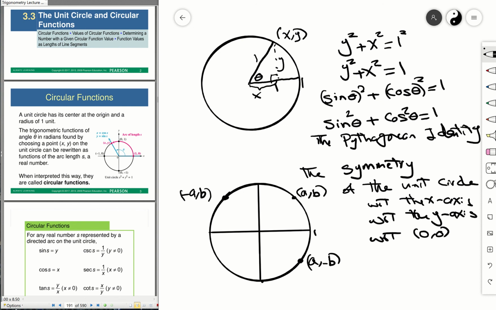And symmetry with respect to the origin tells us that this point over here in the 3rd quadrant is going to be on the unit circle as well. Go ahead and pause the video and write the coordinates of that point and then push play. Okay, so as I'm sure you realized, this is the point negative A, negative B.